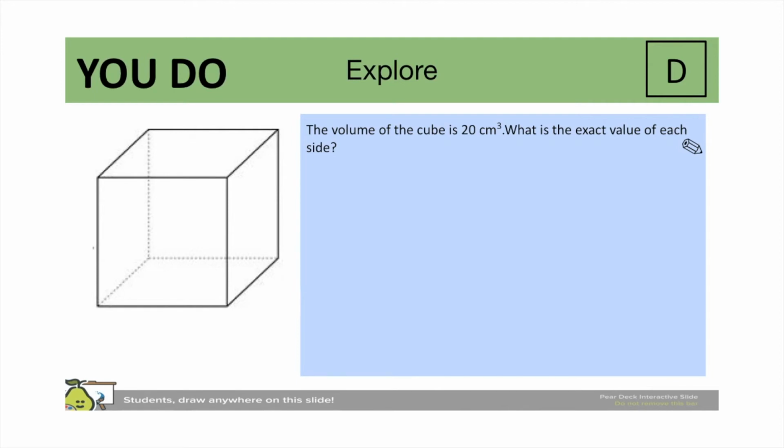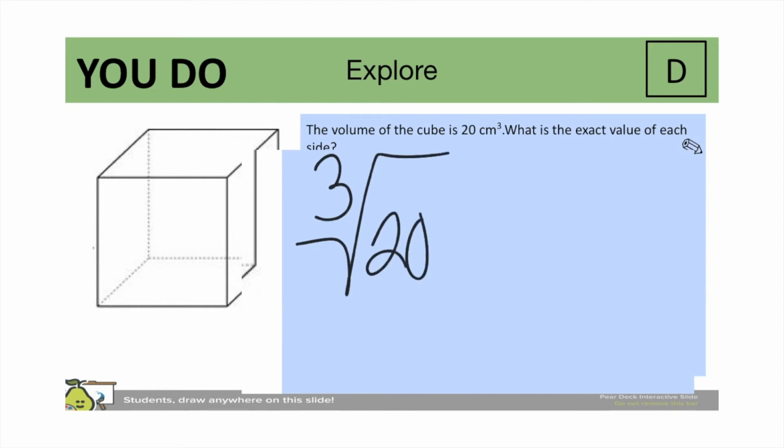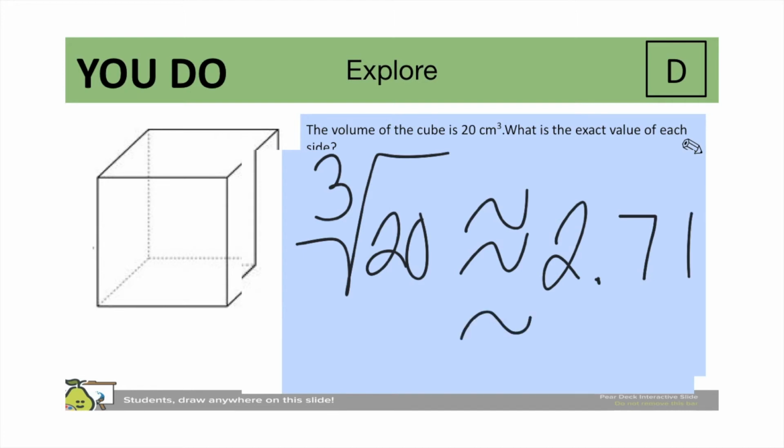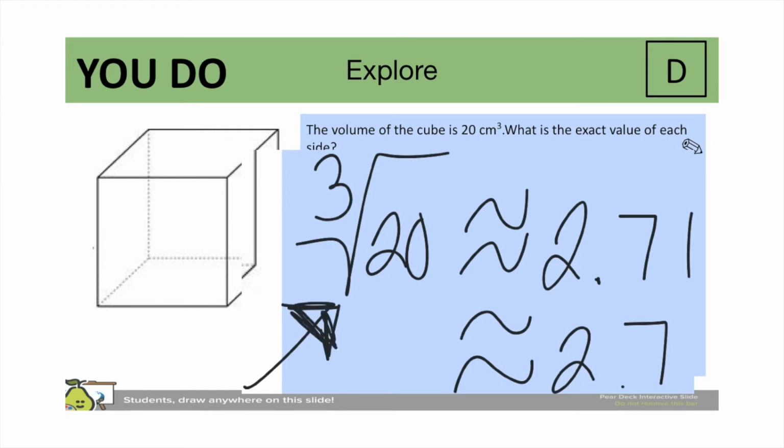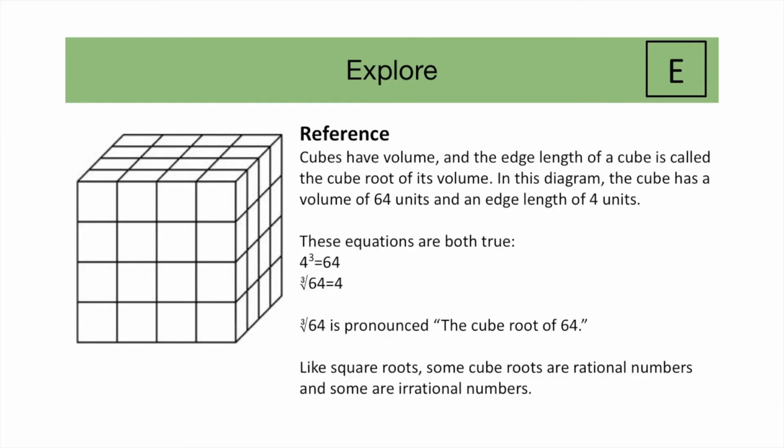And so if students are utilizing a calculator, they get that the cube root of 20 is approximately 2.71 if you're rounding to the hundredths place, or 2.7 if you're rounding to the tenths place. But because they want an exact value, they can just keep it as the cube root of 20. For this slide, you can now provide students with this reference, which you can put either physically in the classroom or in whichever learning platform you use.